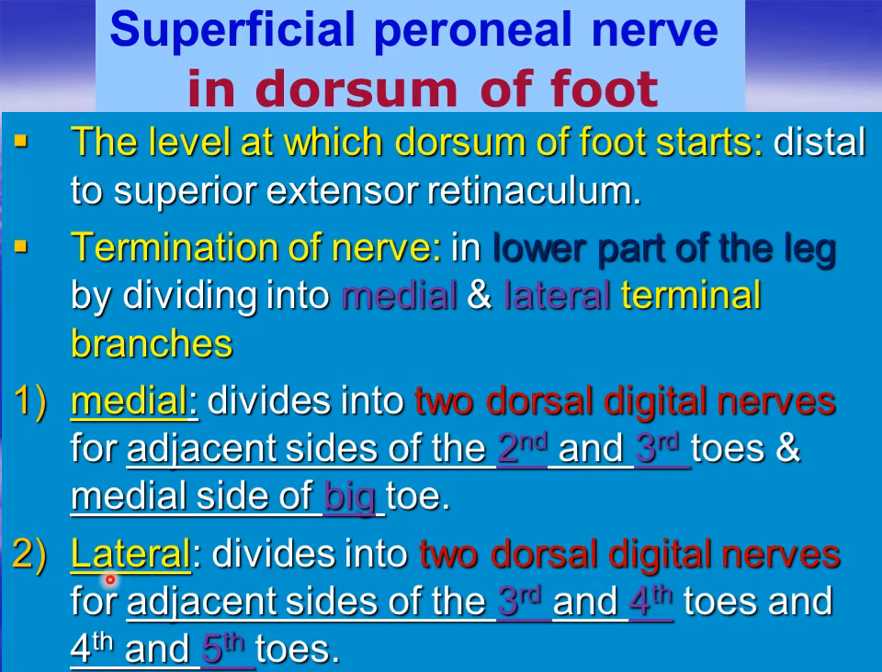The lateral terminal branch divides into two dorsal digital nerves for adjacent sides of the third and fourth toe and the fourth and fifth toe.